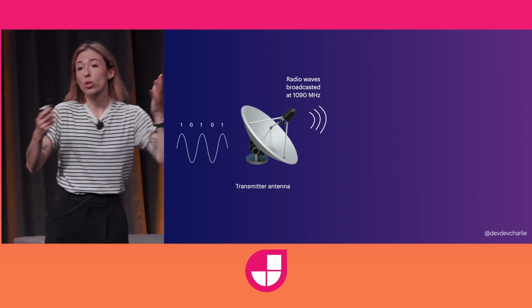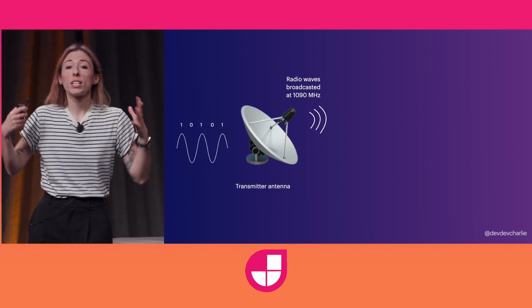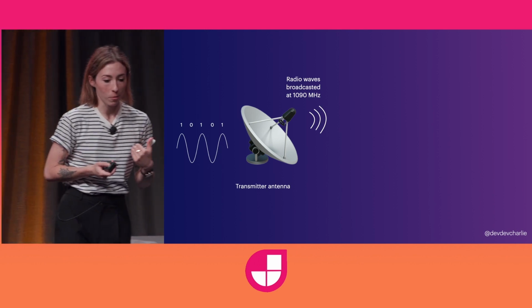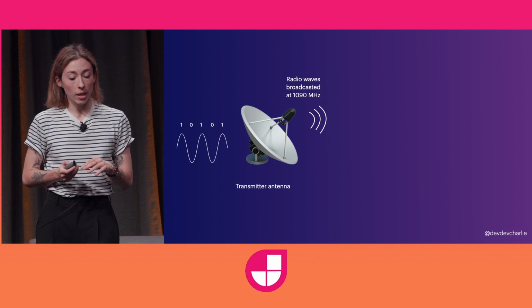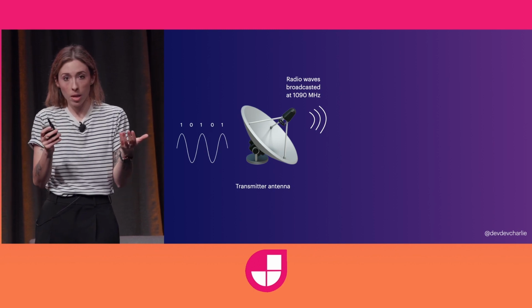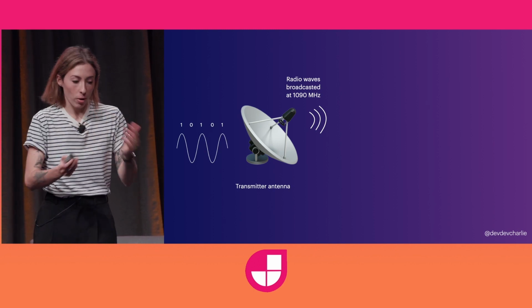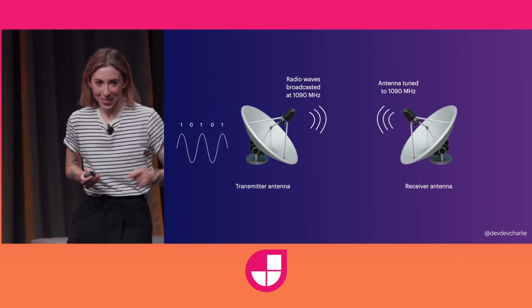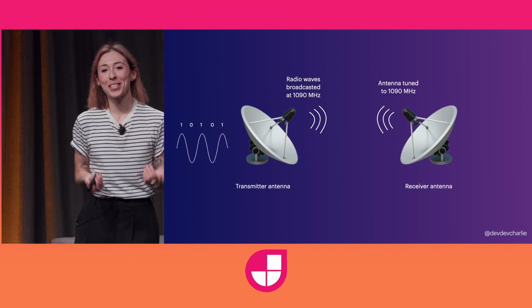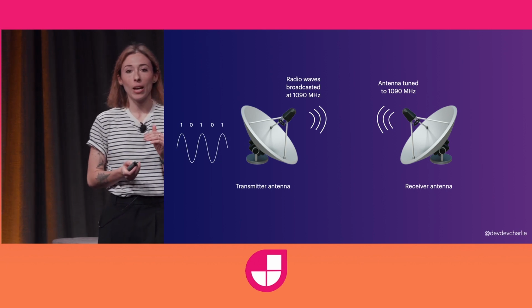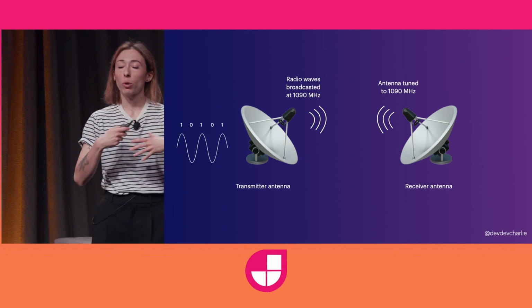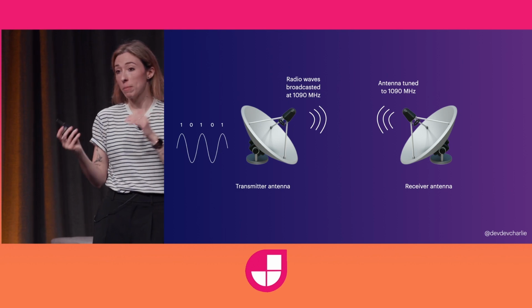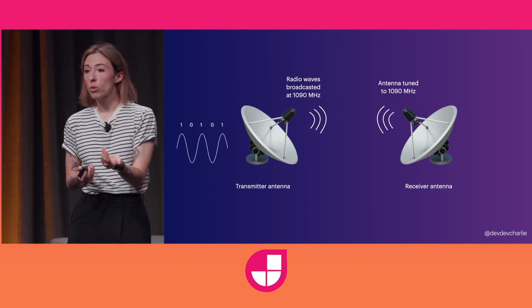So this is for the transmitting part, but I'm a receiver. I want to receive data from airplanes. So how does that work? It's kind of the same thing, but flip it and reverse it, you know? So you have the receiver antenna that is tuned to the same frequency. Planes broadcast information at 1090 megahertz, so your antenna has to be tuned to the same frequency.